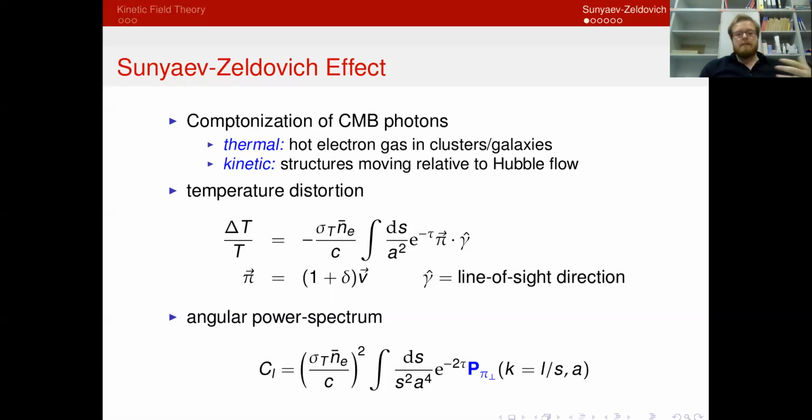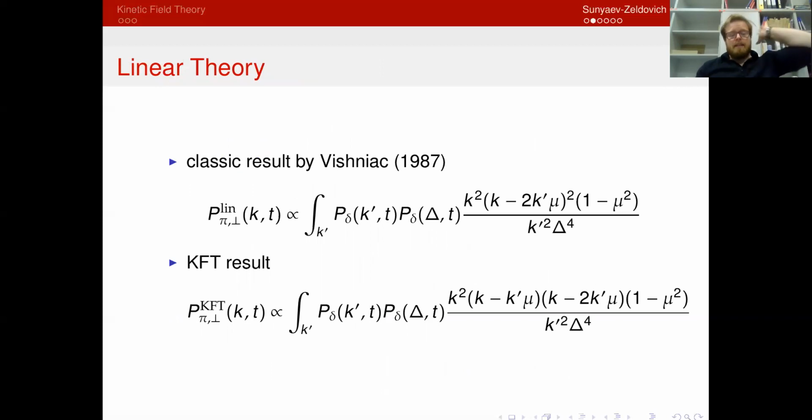And what we're going to do is compare KFT results with linear and nonlinear results in the hydrodynamic approach. So linear theory, the classical result was obtained by Vishniac in 1987, and he realized that the linear power spectrum of the transverse component has to come from cross correlations between the density fluctuations and the velocity. So assuming that these two fields evolve linearly, he obtained this upper result right here.